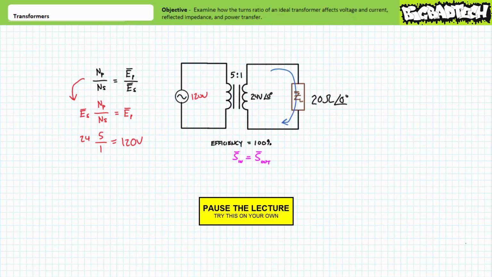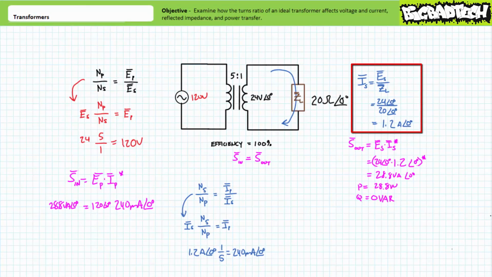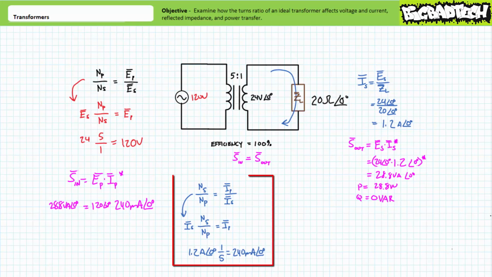If you're tracking, you should have obtained the following results. Ohm's law shows that the 20 ohm resistive load now draws 1.2 amps from the 24 volt secondary output. Given current has an inversely proportional relationship with turns ratio, we find that the primary winding would now draw 240 milliamperes from the 120 volt source.